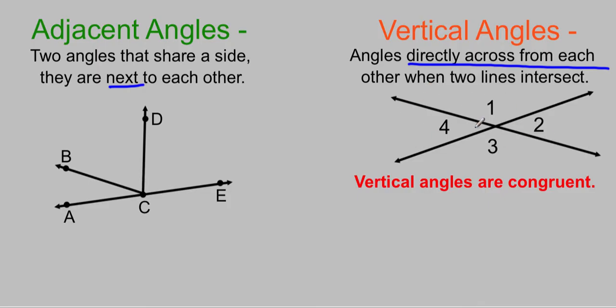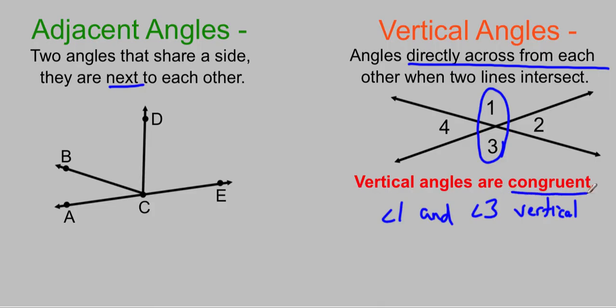So let's start with our vertical angles over here. Angles that are directly across from each other are vertical angles. So we would say that angle 1 and angle 3 are vertical angles. But notice what it says, vertical angles are congruent. And we'll explore this a little bit more in our next video. But these two angles that are directly across from each other have the exact same measurement. So we would say angle 1 is congruent to angle 3. If I know that angle 1 is, say, 110 degrees, I know that angle 3 is also going to be 110 degrees. If I know one, I know the other.